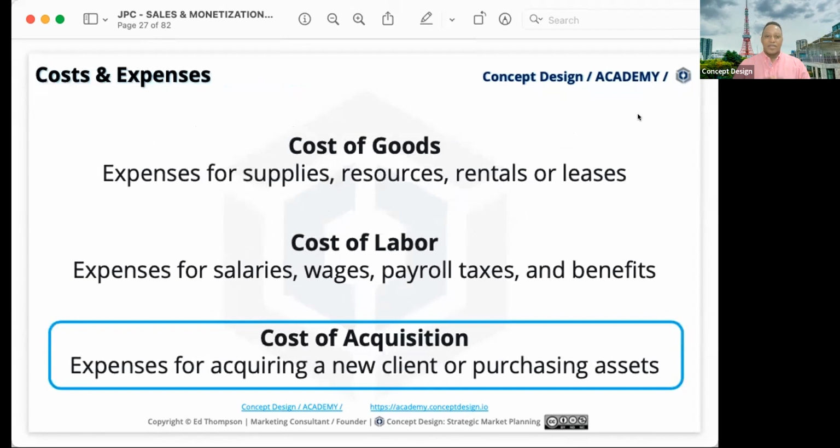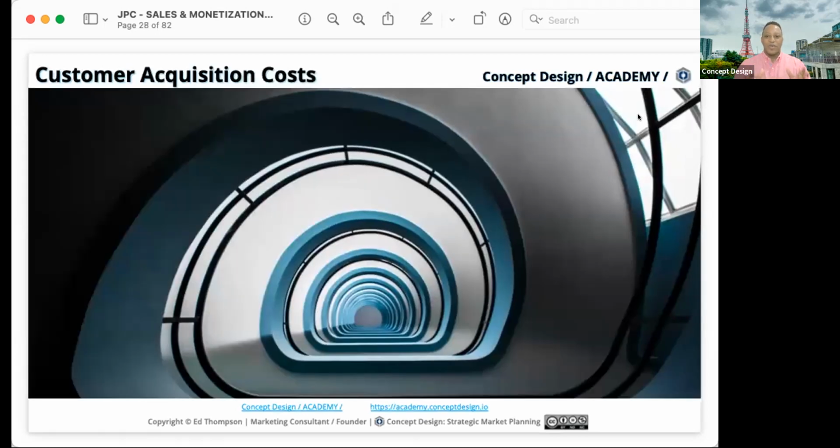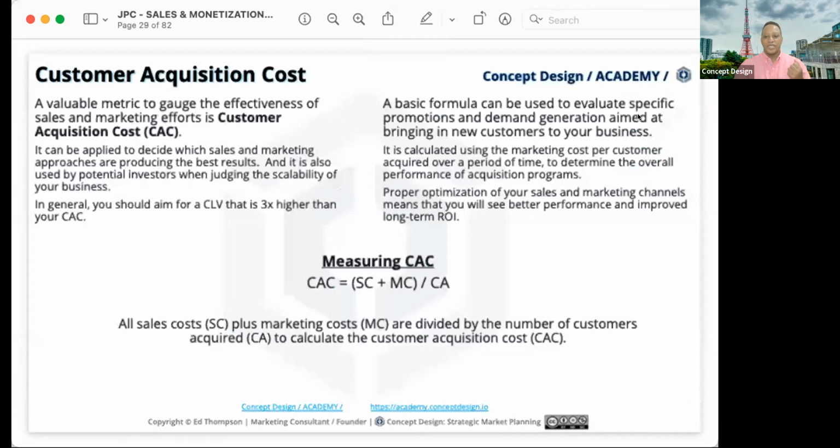The other thing I want to look at is the cost and expenses related to doing business. There's the cost of goods, there's cost of labor, but for our purposes, I want to talk about the cost of acquisition. And what are the expenses for acquiring a new client or purchasing assets? And so customer acquisition costs. How much does it cost to get someone to notice you? And so customer acquisition cost is a very valuable metric to gauge how effective your sales and marketing activities are.